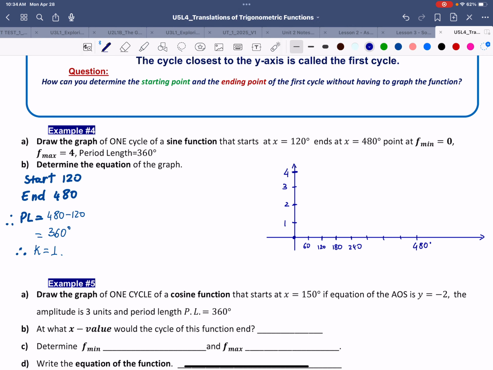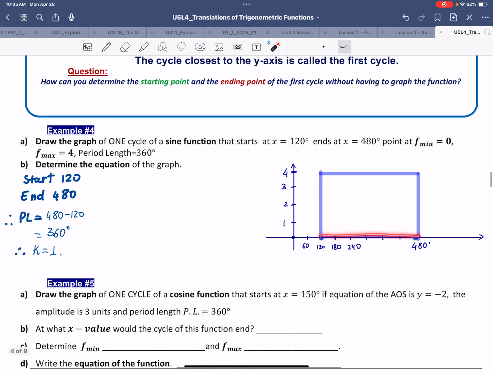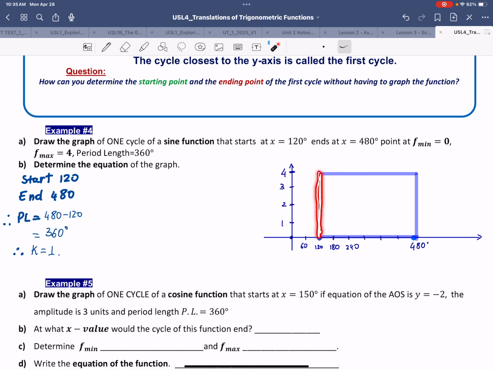So we will have to draw the graph that has a minimum of 0, maximum of 4, period length of 360. So it seems that the graph is going to start exactly at 120 and it's going to end at 480. So the lowest value of y is going to be 0, the highest is going to be 4. So it seems that the graph of this function will be somewhere in this little tiny box that I'm going to draw here. Okay, so this would be the period length of the function. This is going to be the height, the total height of the graph of the function.